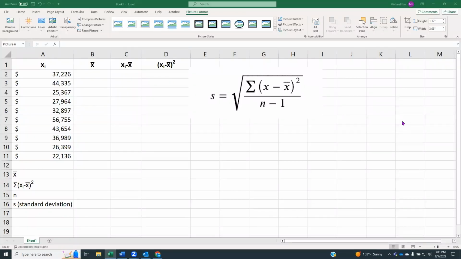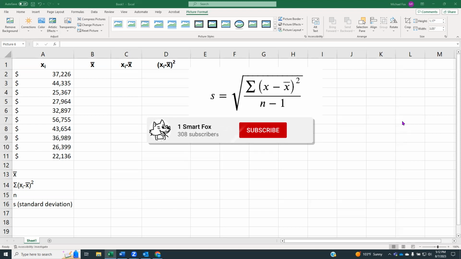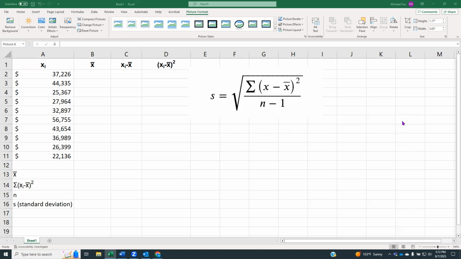Hey, everybody. So I don't know about you, but when I first learned about standard deviation, it seemed a little bit complicated and I didn't really understand what it meant. My textbook told me it was a measure of variability, and that still didn't help me very much. And so this little walkthrough here is how I sort of figured out what it meant, and hopefully it will help you too.